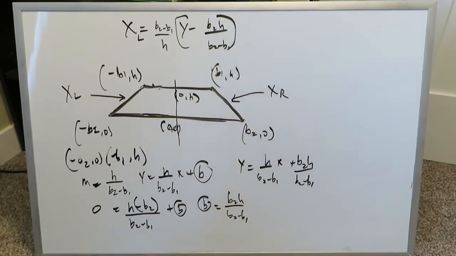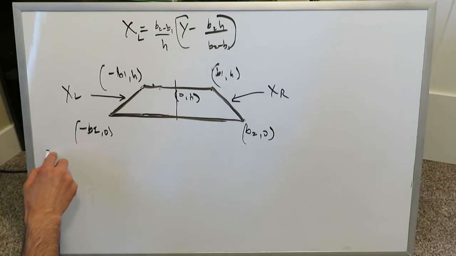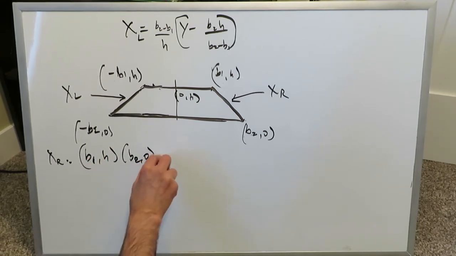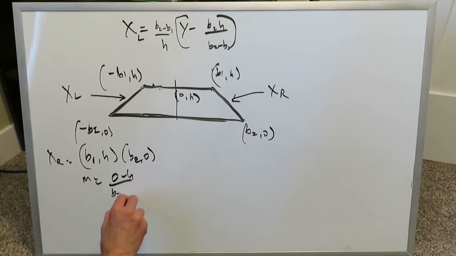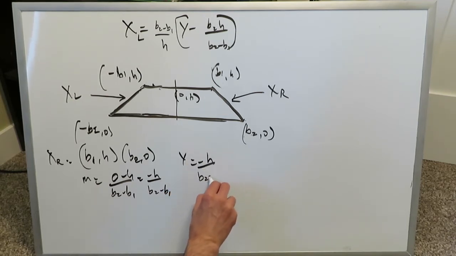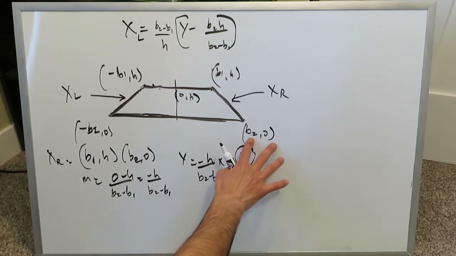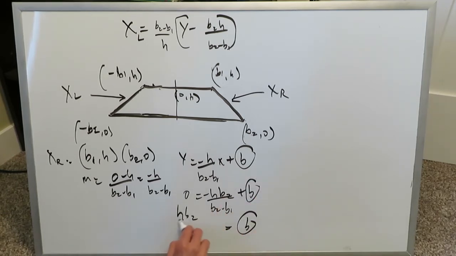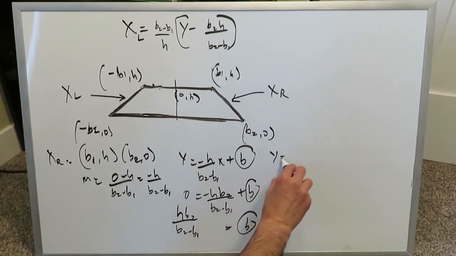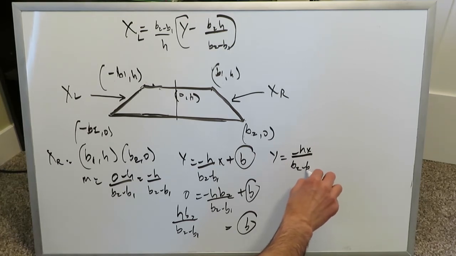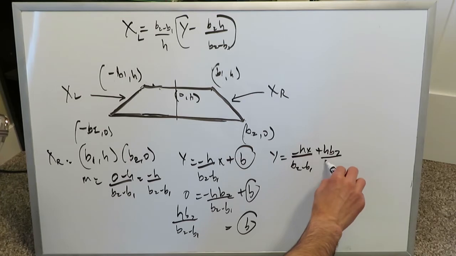So now we have to determine the right boundary curve equation. The right boundary curve is made from these two coordinate pairs, b1 comma h and b2 comma 0. Just do change in y divided by change in x, and you'll get 0 minus h divided by b2 minus b1, which is minus h over b2 minus b1, your slope. y is equal to minus h divided by b2 minus b1 times x plus your y-intercept. We'll plug in b2 comma 0 right over here. 0 is equal to minus h b2 divided by b2 minus b1, plus the y-intercept, so the y-intercept is equal to h b2 divided by b2 minus b1. So our right boundary curve equation in terms of y is minus h x divided by b2 minus b1 plus h b2 divided by b2 minus b1.